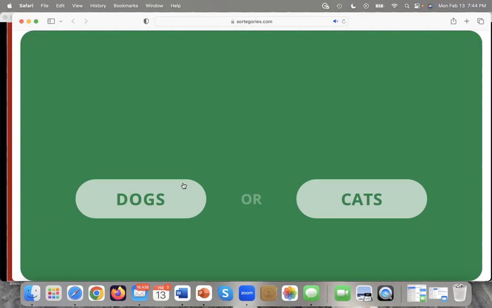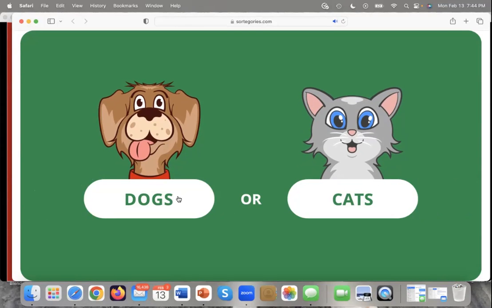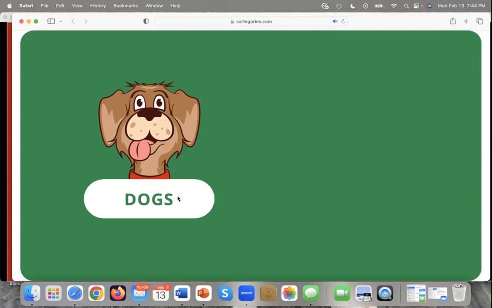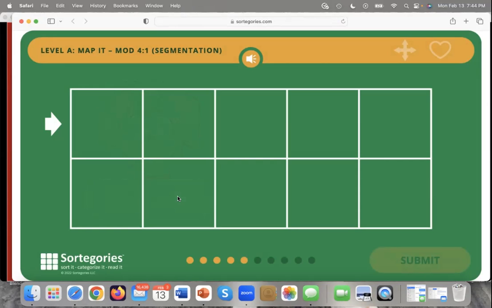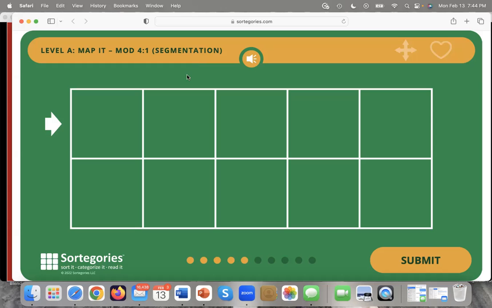First, an important question. Dogs or cats? We just put that in because we needed to see the dog and the cat. The word is back. So in Map It, in segmentation, we are having the students do what Michael was showing by drawing the lines, which is listening for the sound, the number of sounds in the word. The word is back. And we're going to click the number of sounds in back, and then we submit it. This is not a hard word.